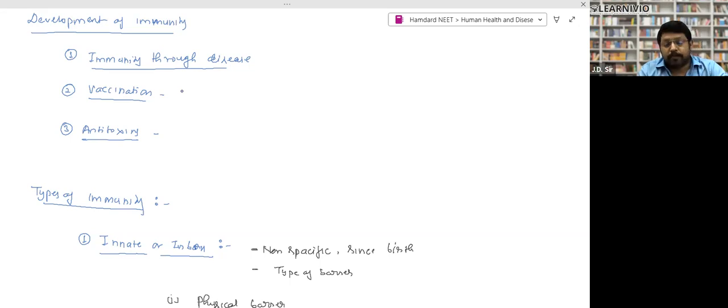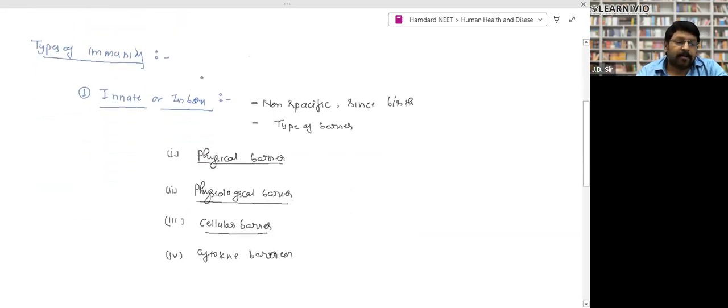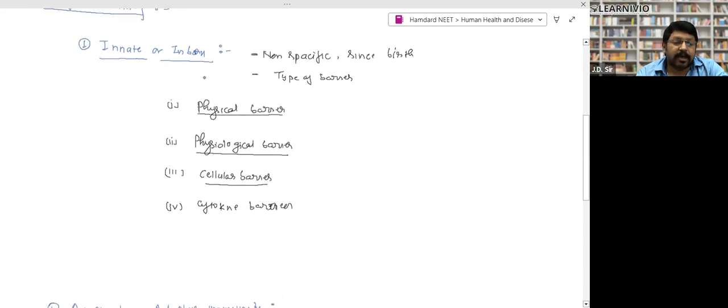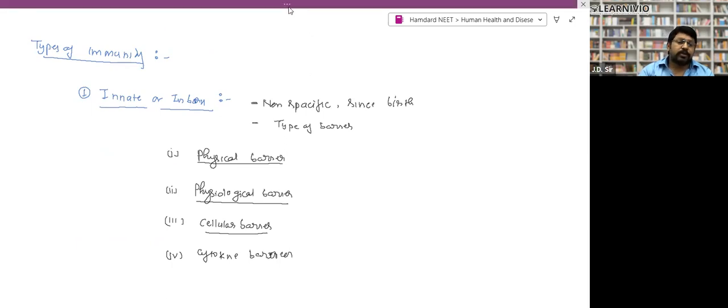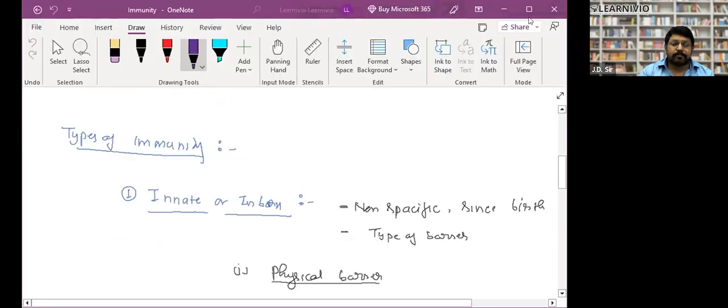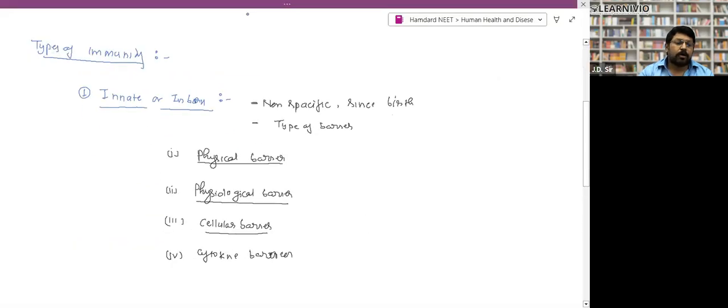Now, what are the types of immunity? How many types of immunity can there be? The first type of immunity is innate or inborn immunity, right? What is innate? Please try to understand from here. It is very important. Focus over here. I want your 100% focus over here. Innate or inborn immunity, right? So what is the innate or inborn immunity?